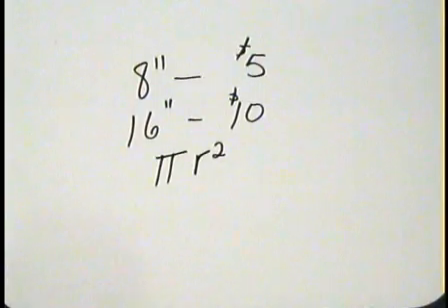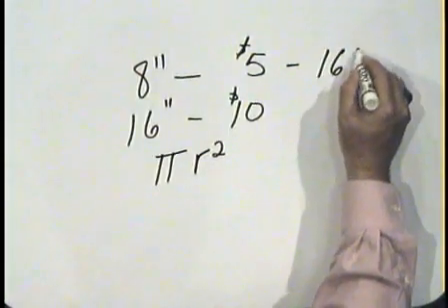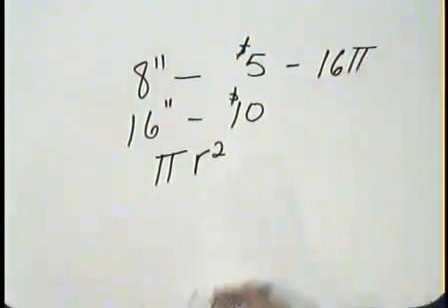Now, what's the radius of an 8-inch pizza? Well, 8 inches in diameter, the radius is half of 8, which is 4 inches. We square 4 inches, we get 16, and we'll just leave pi alone. So we'll call that the area of the $5 pizza is 16 pi. Now, since pi is about 3.14, that would be around 50 square inches.